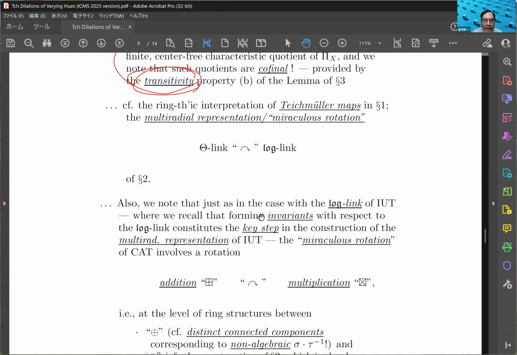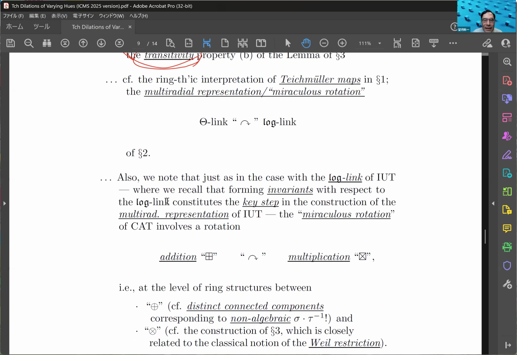And so another important aspect of this situation, another analogous aspect when comparing CAT and IUT, is that in IUT, the main step in constructing the multi-radial representation is given by obtaining invariance with respect to the log length. So log length rotates addition and multiplication. So obtaining invariance with respect to this kind of rotation is what gives rise to this miraculous rotation from the theta length to the log length in IUT.